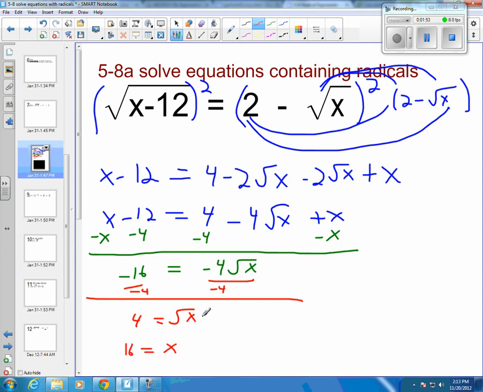At this point, it all seems great. So then you want to substitute back in and see what you get. So you have the square root of 16 minus 12 is equal to 2 minus the square root of 16. So 16 minus 12 would be the square root of 4 is equal to 2 minus 4. And here you get 2 is equal to negative 2, and this is when it doesn't work.